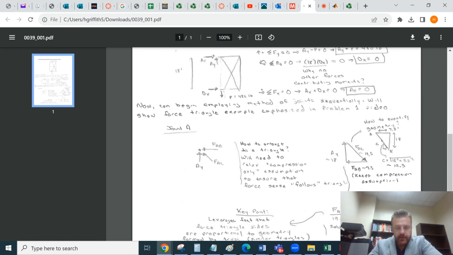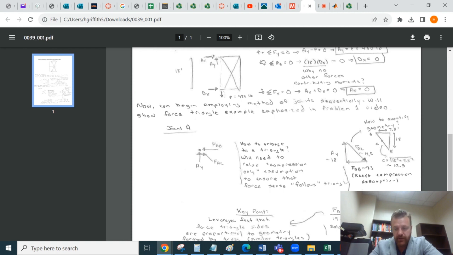If you use Pythagorean's theorem to determine that hypotenuse, take the square root of 18 squared plus 7.5 squared, you get 19.5. And I should have, again, drawn the other side of this triangle. Maybe I'll edit this before I actually post it. But you can basically say that these two triangles are similar, the force triangle and the geometrical triangle. So the ratio of the force to the physical side length has to be proportional. So I can take FAC, the unknown magnitude of the force, to the actual length of the hypotenuse, which is 19.5.